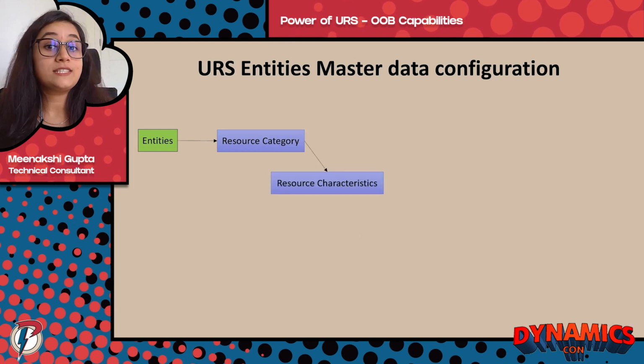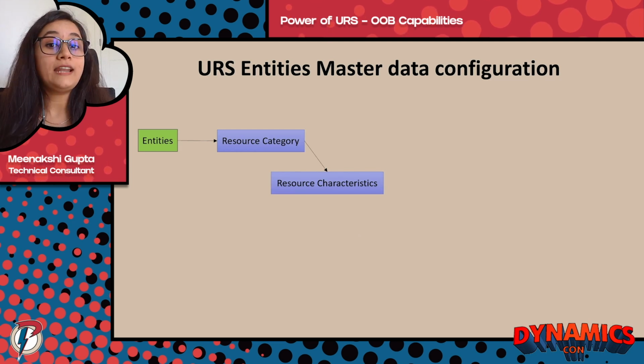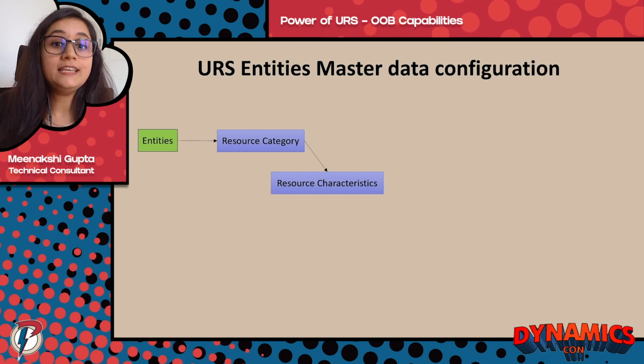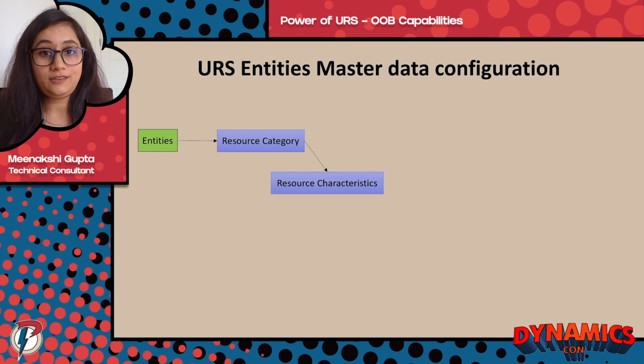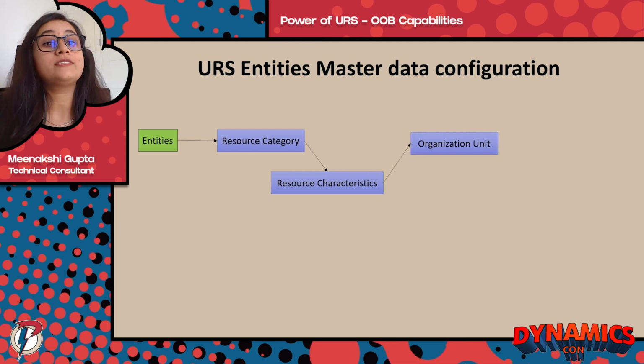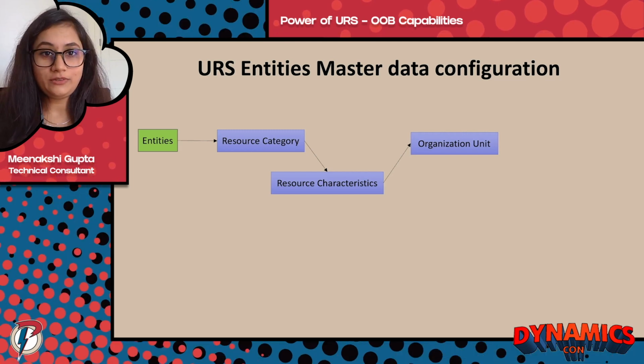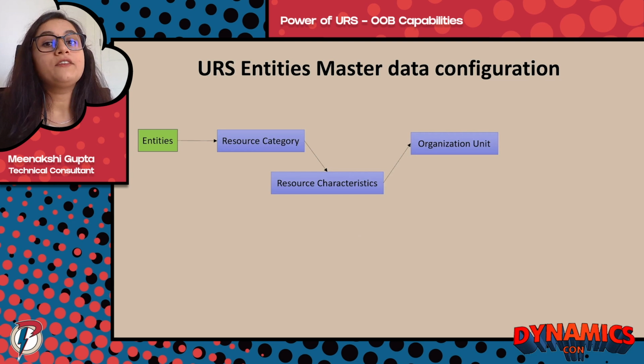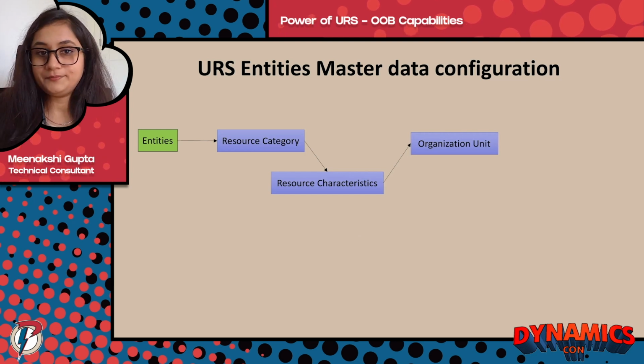And next is the resource characteristics. Let's say there is a resource category of doctor who can have multiple characteristics. So define the characteristics for each category. Each category can contain one or more characteristics. So the next one I define is org units. If my hospital has multiple branches within a city or outside the city, then I have the org units to say that, okay, my hospital is there in Glasgow. It also has a branch in Edinburgh. So that's how I define based on the organization unit.